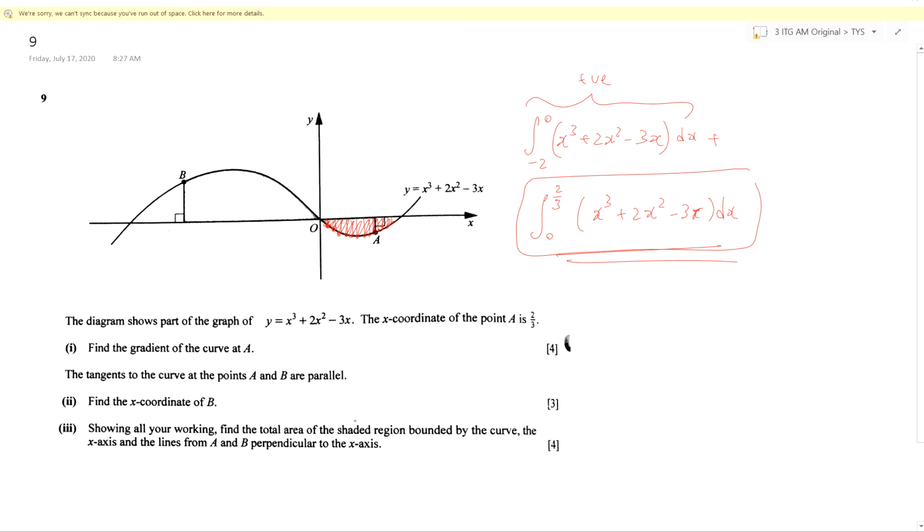Since the question wants the total area, they are not referring to negative area, because when we talk about area, it is a scalar, so it should be positive. Therefore, knowing that this gives us a negative value, we have to take the modulus of it, and that is how we will arrive at the answer of 628/81 square units.